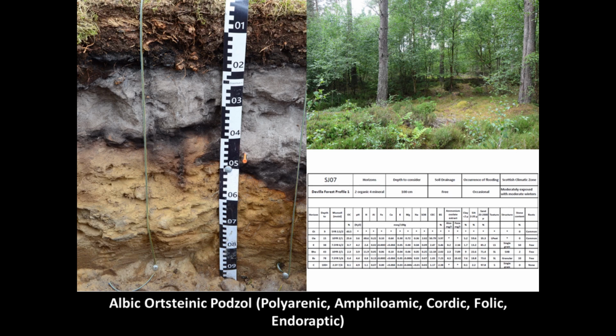The overlying albic horizon is arenic. The underlying horizon below a lithic discontinuity is also arenic. This can be expressed with a specifier poly. We have 2 sandy horizons and in between a horizon with a different texture. This is polyarenic. Chordic refers to the ribbon-like iron oxide accumulations. Folic, this is the thick organic layer not developed under water saturation. And then we found a lithic discontinuity at 78 centimeters. This is endoraptic. The soil is an albic Ortsteinic podzol, polyarenic, amphiloamic, chordic, folic, endoraptic.